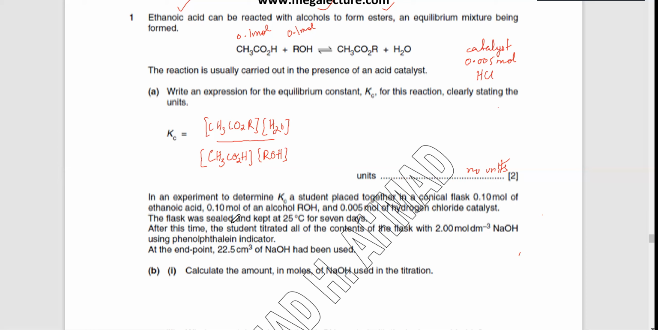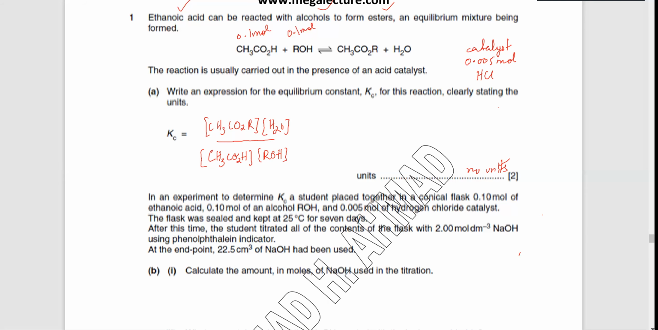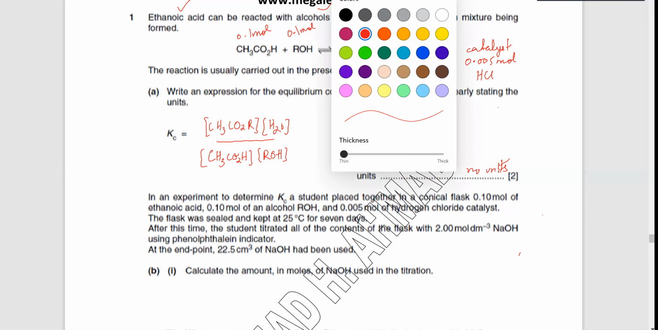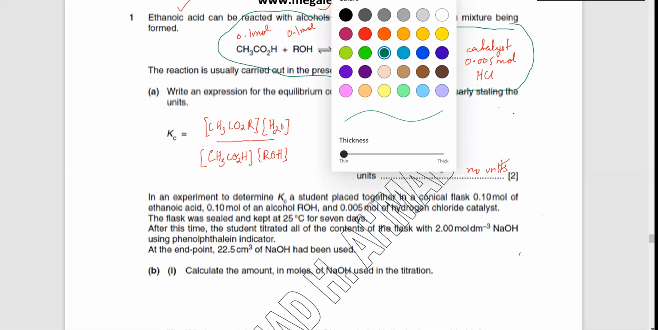And the flask was sealed and kept at 25 degrees centigrade for 7 days. And after this time, the student titrated. So this is your initial flask. And he added all these things. And then he sealed it for 7 days, right? So for 7 days, he did not open it.